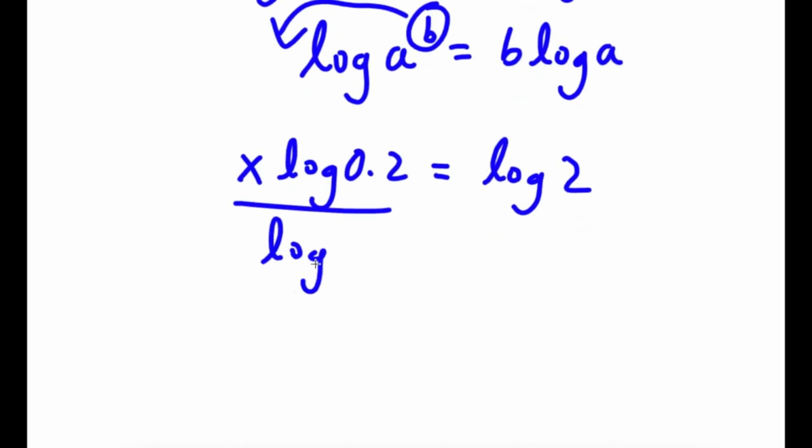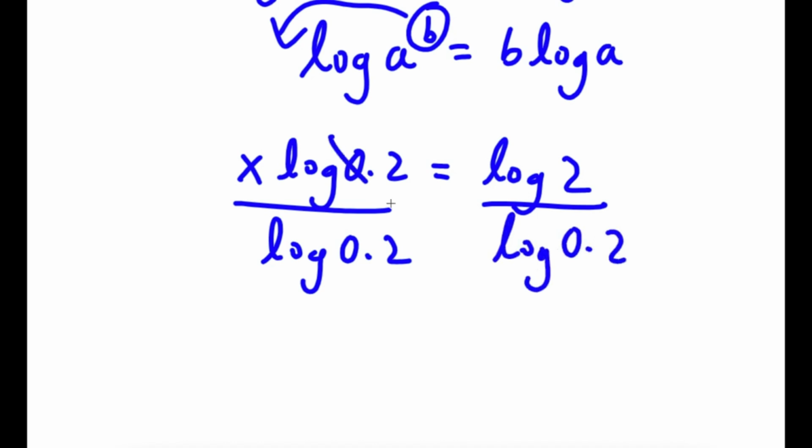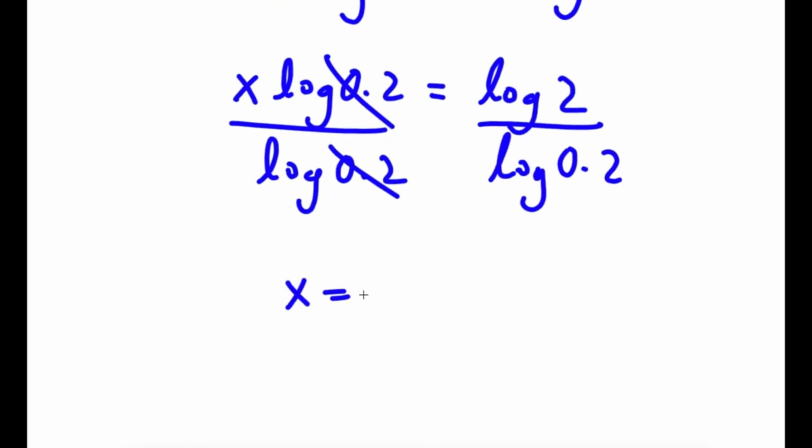Now if I divide both sides by log 0.2, these two cancel out, and I get x is equal to log 2 over log 0.2.